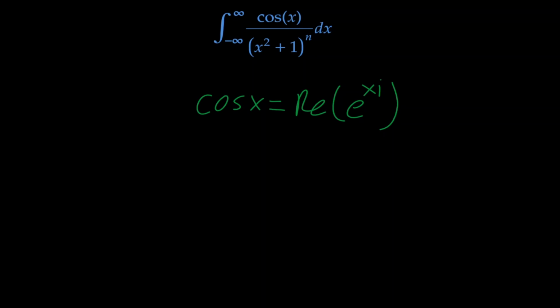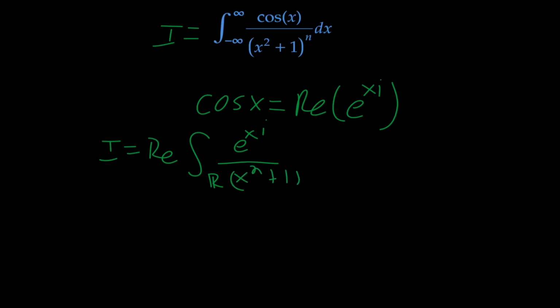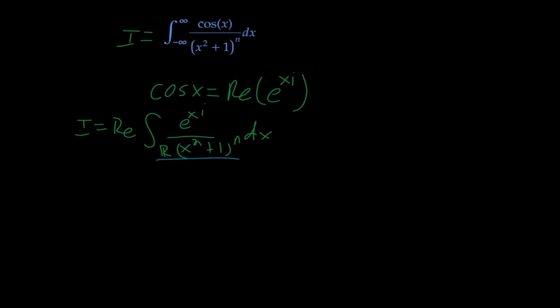And substituting this in and rearranging a little bit, we see that our integral, which I will just call I for brevity, is just equal to the real part of the integral over all real numbers of e to the xi divided by (x squared plus 1) to the n, with respect to x, of course. And what we're going to do is integrate this function, our integrand. I feel like blue would be a better choice. We're going to integrate this around our usual semicircular contour.